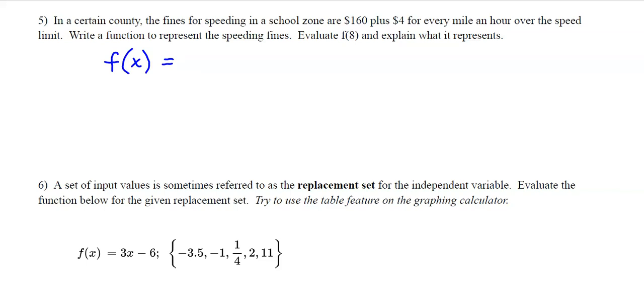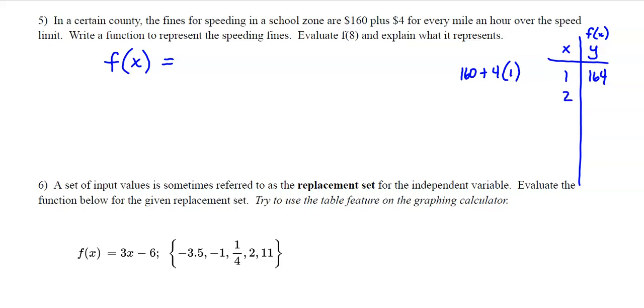Well, it may be helpful to make a little bit of a table. Let's make a little xy table. Let's say that you are doing 1 mile an hour over. Well, if that was the case, you have to pay $160 plus $4 times your 1 mile over. So it'd be $164. What if you went 2 miles over? Well, you'd pay the fine plus 4 times 2 miles over, so it'd be $168. And let's jump down a little bit because it says, what is f of 8? I could jump down to 8 and say, well, I'm going to pay the $160 fine plus $4 times 8 miles over. That's $32 penalty. So now my fine's $192.